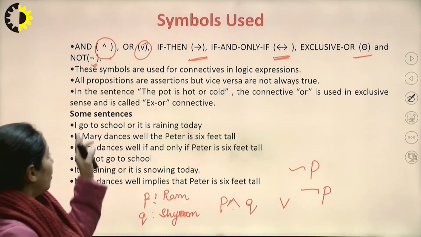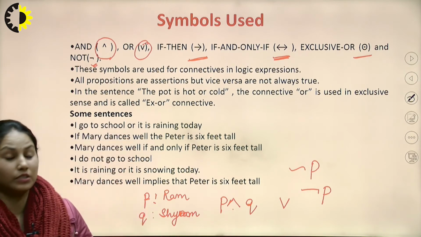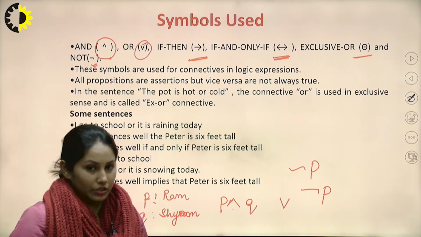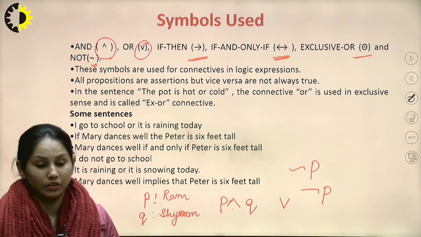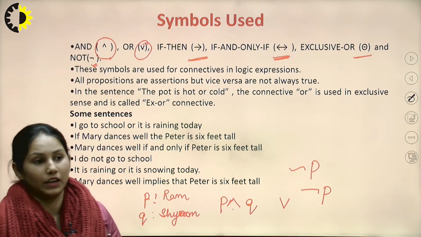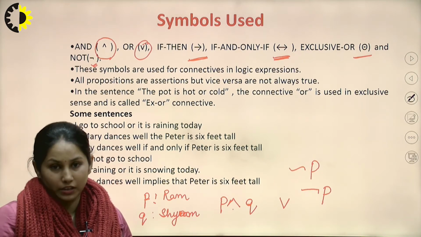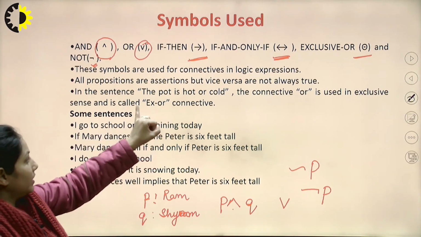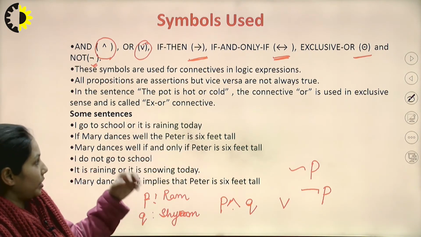So all propositions are assertions, but the vice versa is not always true. Whatever propositions you are taking, those could be assertions, but not all assertions would be propositions. So we have to make sure that whatever statement we are dealing with is a proposition, not a sentence which cannot be deduced into mathematical form. So we need to work on that also. In this particular sentence, "the pot is hot or cold," it is using a connective because it is using or here.